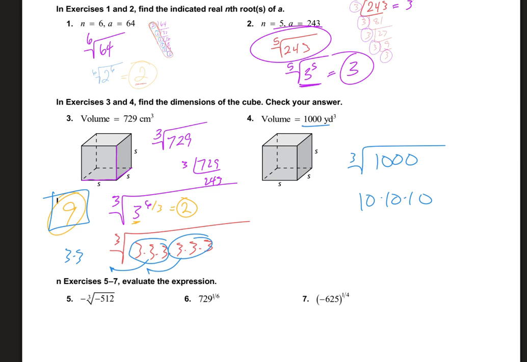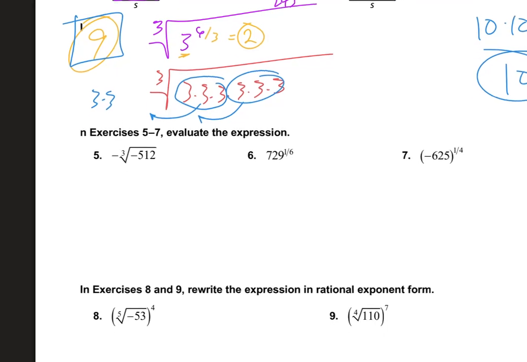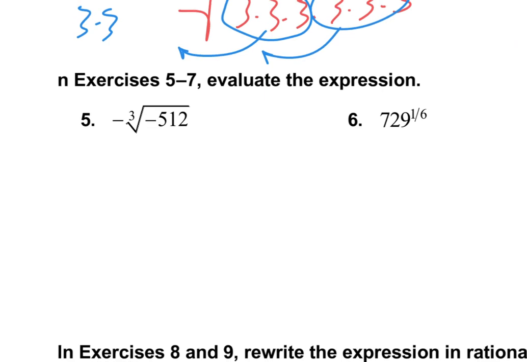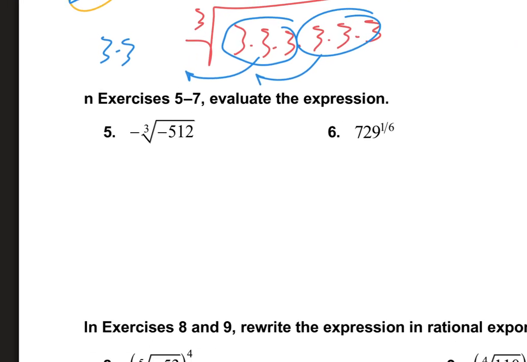Thousands are awesome because you don't have to think a whole lot. Moving on, number 5. Evaluate the expression. So the cube root of negative 512. We can do this because it's going to be negative something times negative something times negative something, and a negative times a negative times a negative gives you a negative. Now, be careful, there's this other negative outside. So our final answer is going to be positive because of both of those being negative.